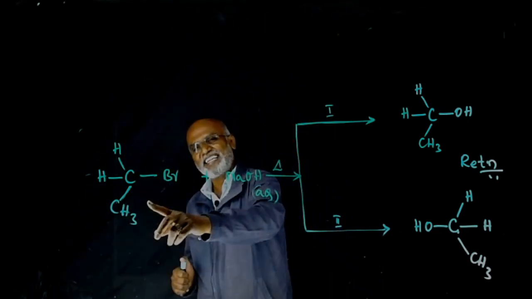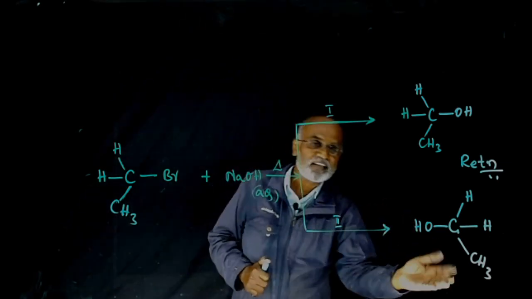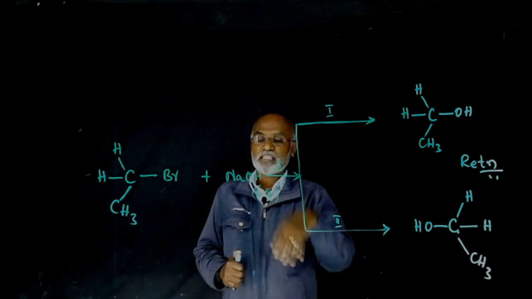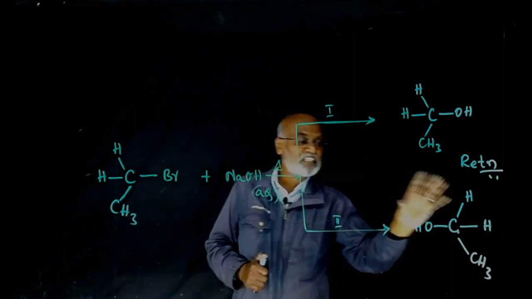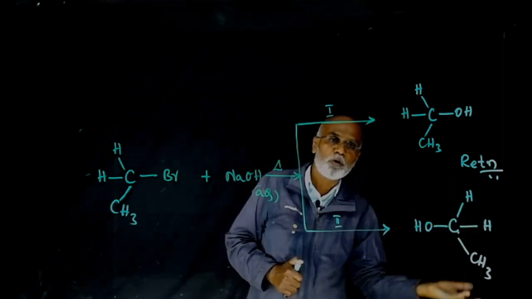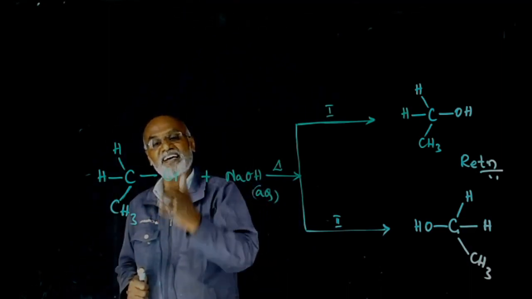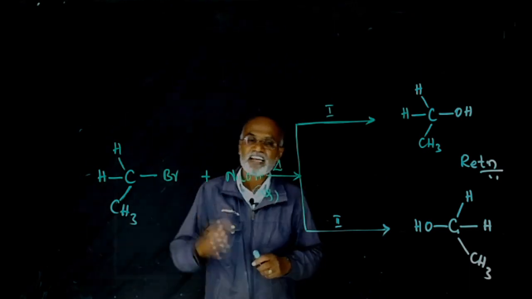In the reactant and in the product, the orientation of atoms, groups and bonds does not look similar. The orientation of atoms, groups and bonds in the product is exactly opposite when compared to the orientation in the reactant. Then we say that the reaction has proceeded.